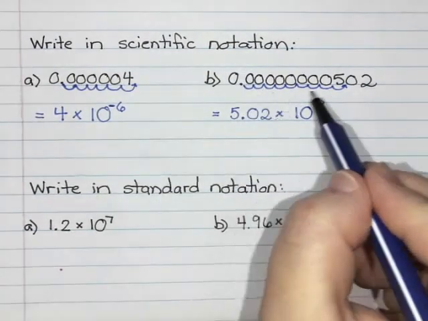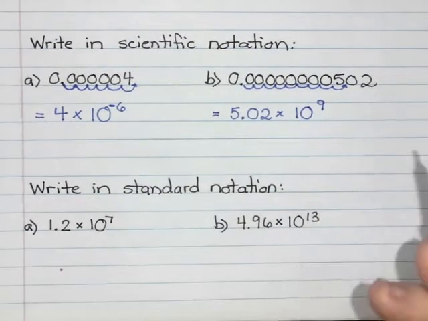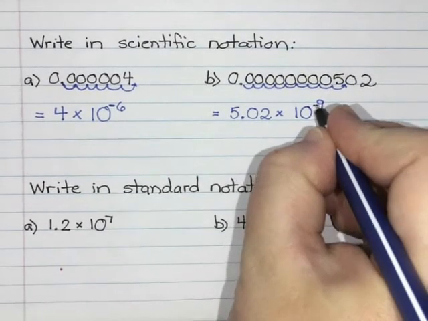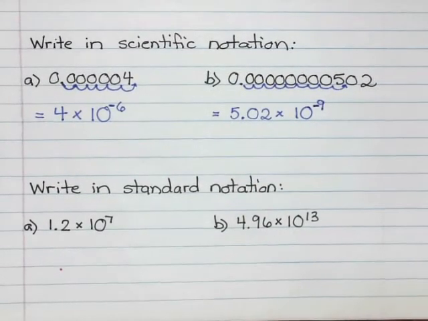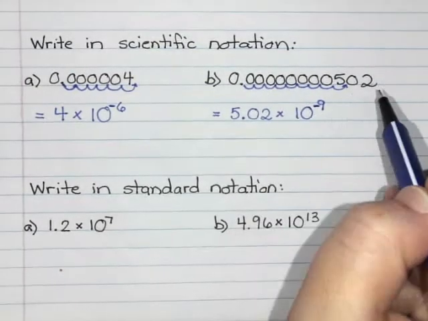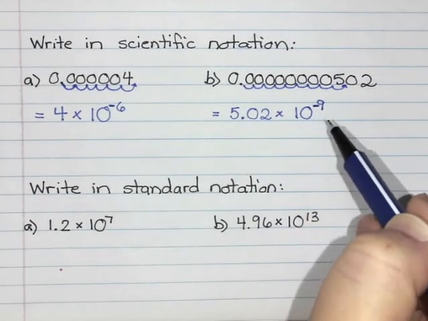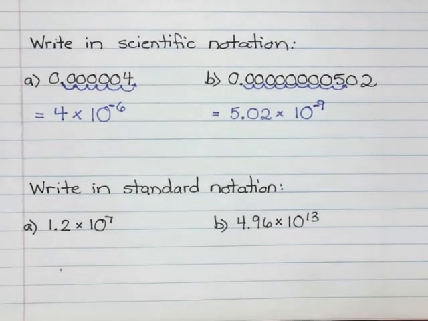But because this is a small number, we get really small numbers by dividing. That needs to be a negative 9. So you just need to remember, if it's a really tiny number, you want to use a negative exponent. If it's a big number, you want to use a positive exponent.